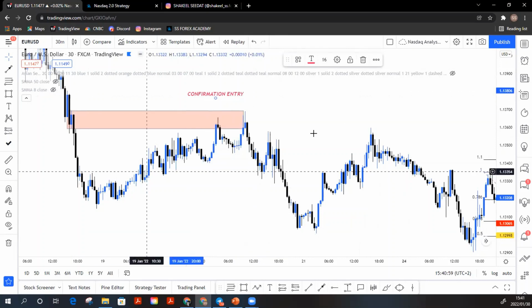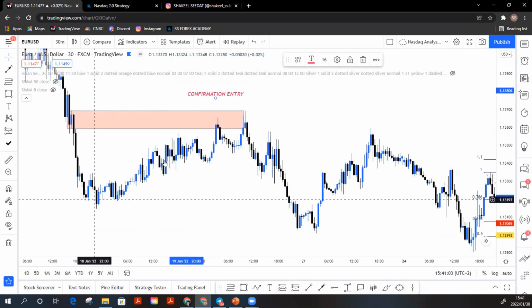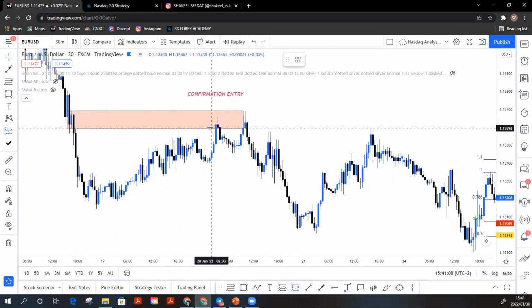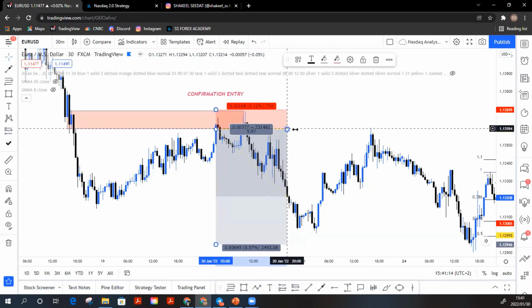change in character. So we tapped into supply, which was here. So price dropped off, tapped back into supply. So if you were taking an aggressive entry, you'd enter immediately off that area there, and that would be your stop loss. But a confirmed entry would be when you see the change in character.